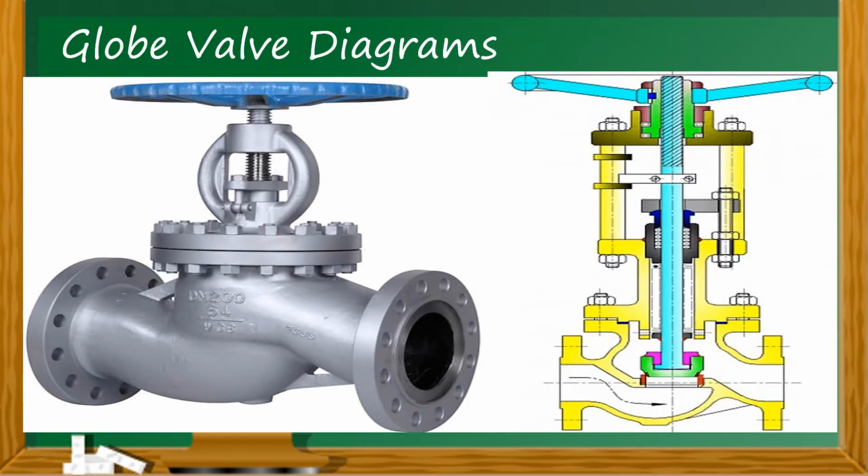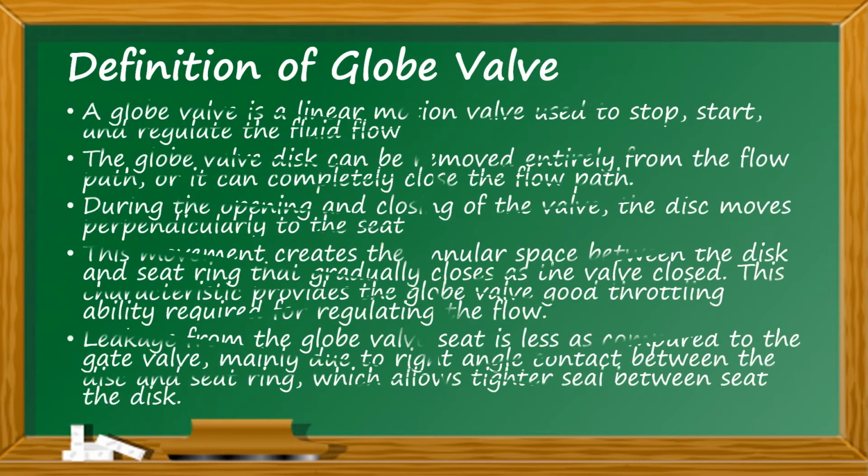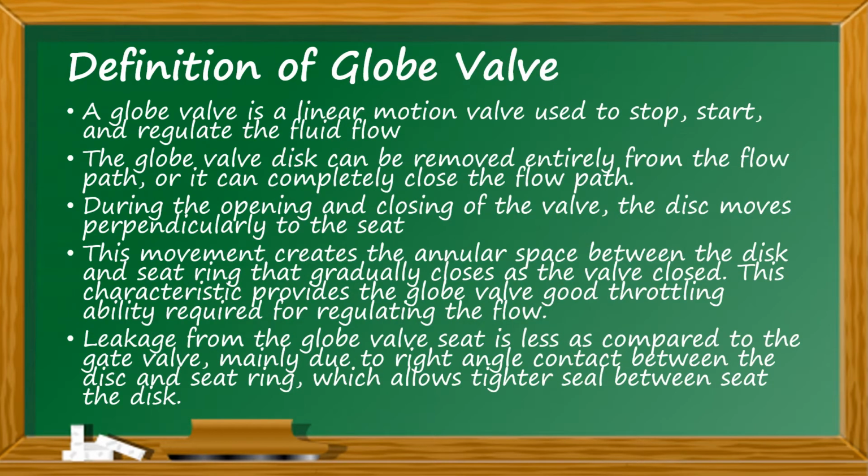First, let's have a look at the globe valve, how it looks from outside and how it looks from inside. Now coming to the definition of a globe valve. A globe valve is a linear motion valve that is used to stop, start and also to regulate the fluid flow. The globe valve disc can be removed entirely from the flow, which can completely close the flow path of the valve. And during the opening and closing of the valve, the disc moves perpendicular, 90 degrees, to the seat.